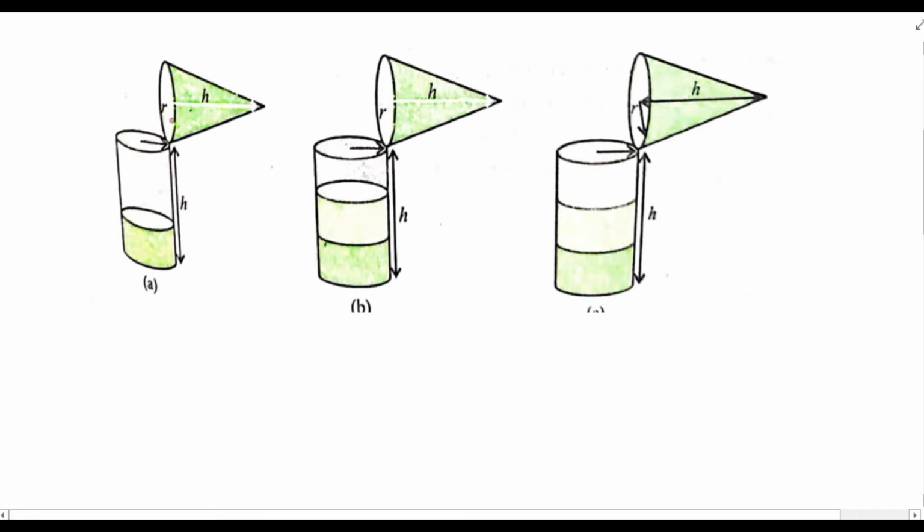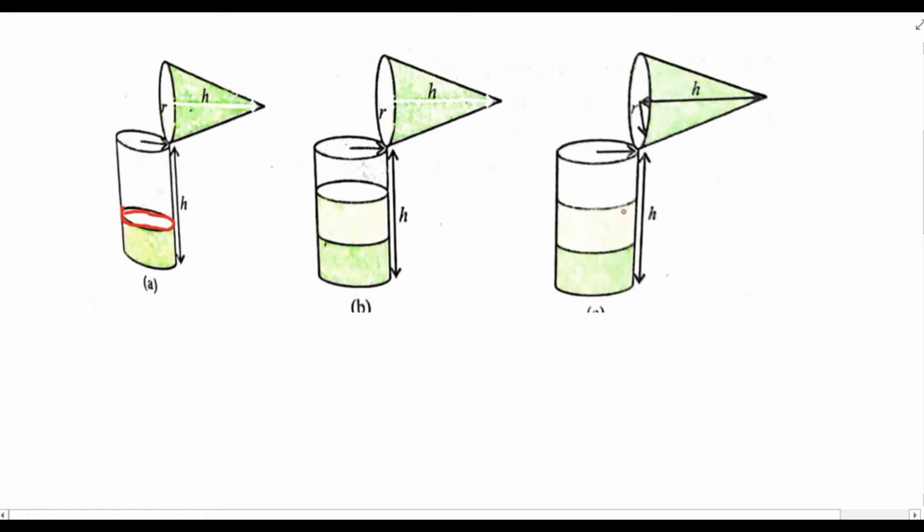First you fill this cone up to the brim with sand once, and then you empty it into the cylinder. So we find that it fills only a part of the cylinder. It has filled only till here. Again you fill up the cone to the brim and empty it into the cylinder.